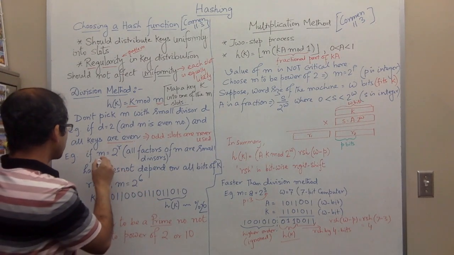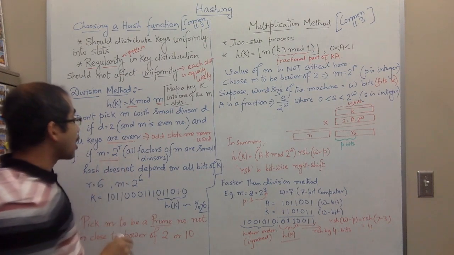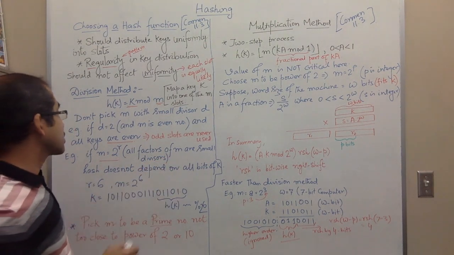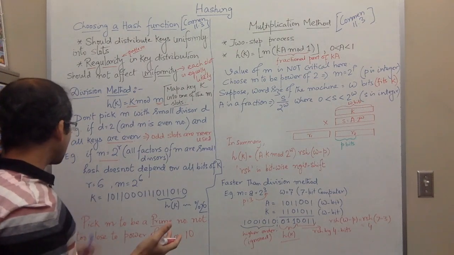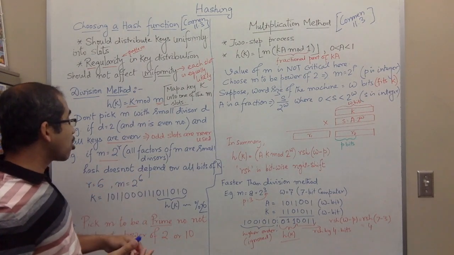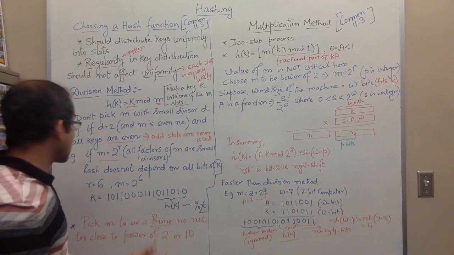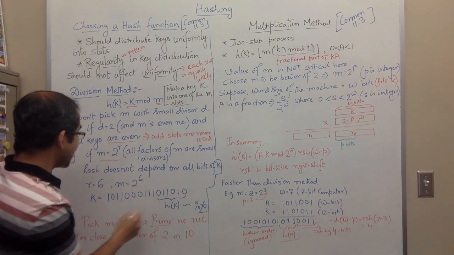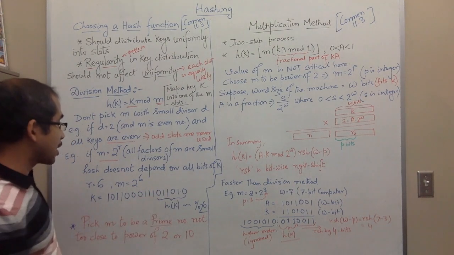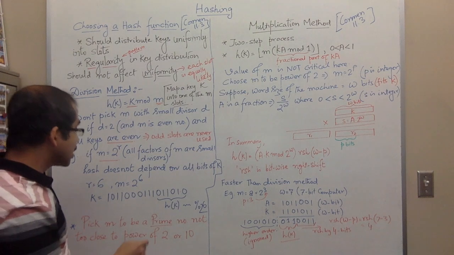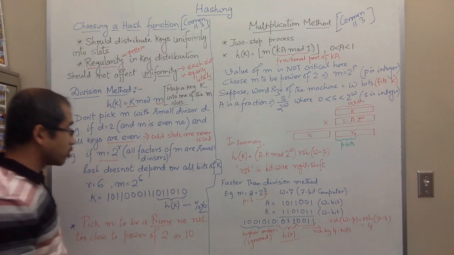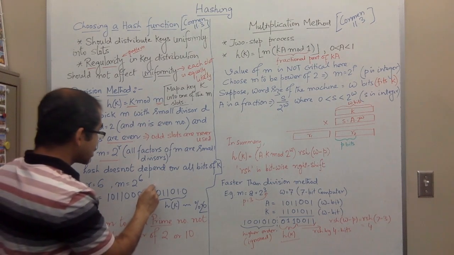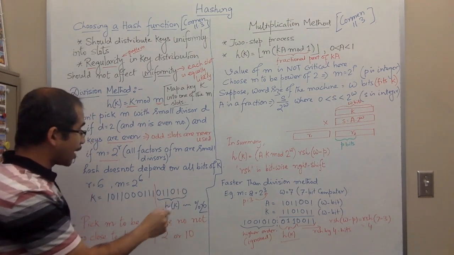Suppose m equals 2 to the power r, and all factors of m are small divisors, like 2 to the power 5, suppose 32. Then the hash will not depend on all bits of k. If m equals 2 to the power 6, then when you do modulo 2 to the power 6, only the last 6 bits of the key value will be considered.